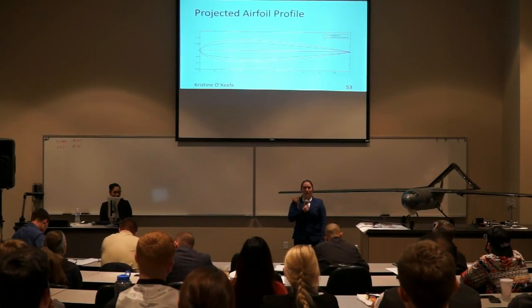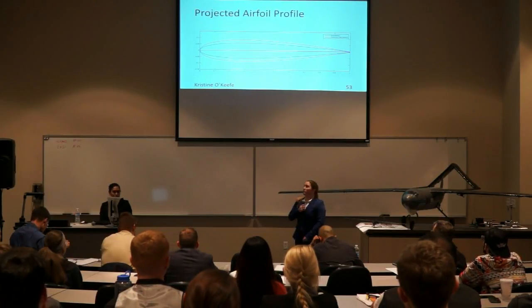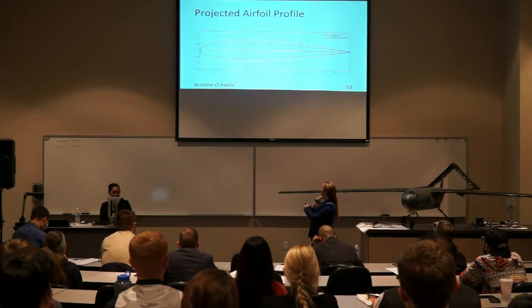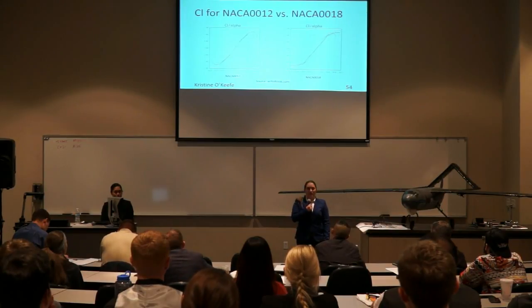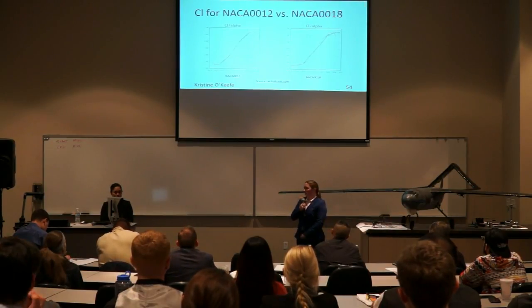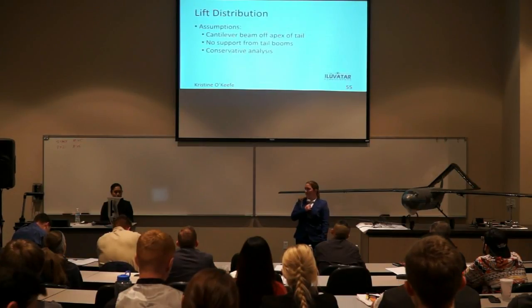So originally we chose a NACA 0012 airfoil. However, because of the angle of our empennage, it actually is projected to be a little bit wider, as you can see by the red outline here. And in comparison, we compared it to the NACA 0018, which had similar data for the 2D, and we were able to use that for the strip approximation.